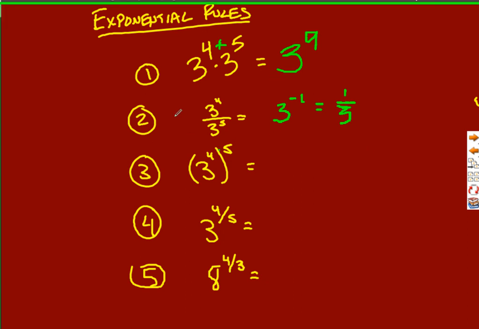When you do power to a power, you multiply, so that means your base is still 3, your exponent is now 20, 3 to the 20th power. These last two are probably the ones that are going to be a little bit new for some of you.